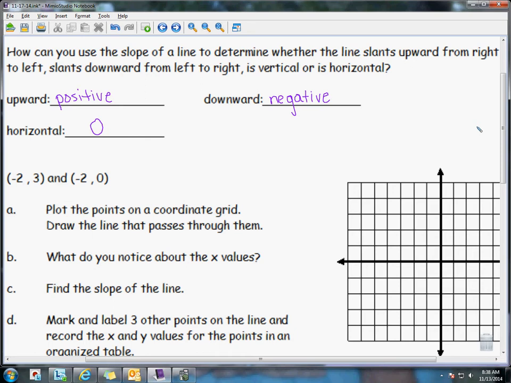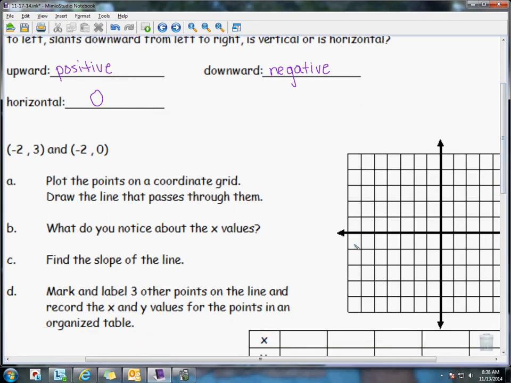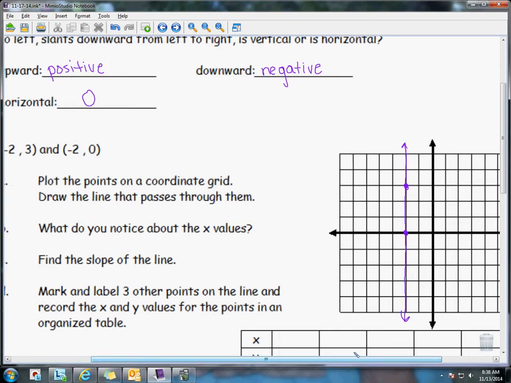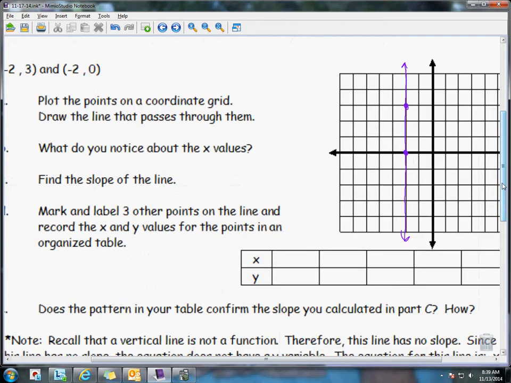So this is your second special case. They give us 2 points: negative 2, 3 and negative 2, 0. If I want to draw a line through these 2 points, it's just going to be straight up and down. It says, what do you notice about the x values? My x values, if you notice, don't change at all. They are the same.